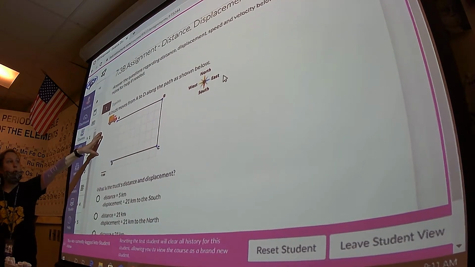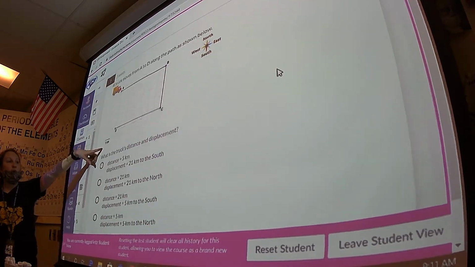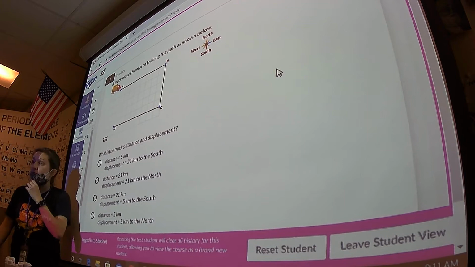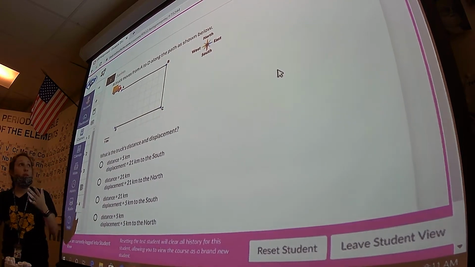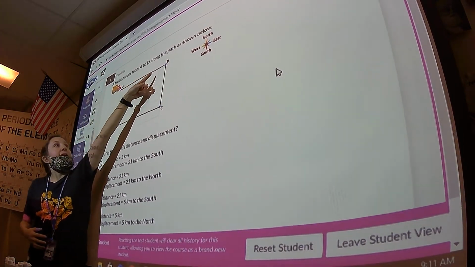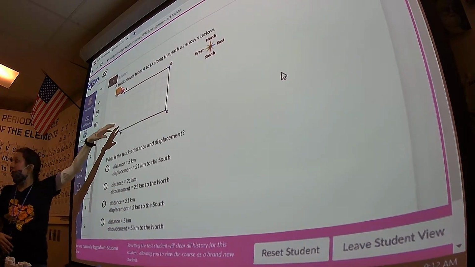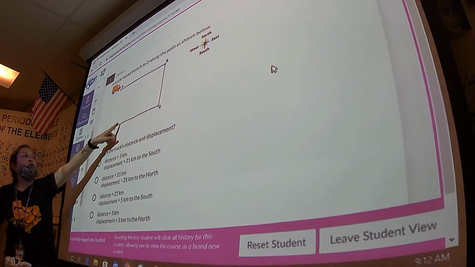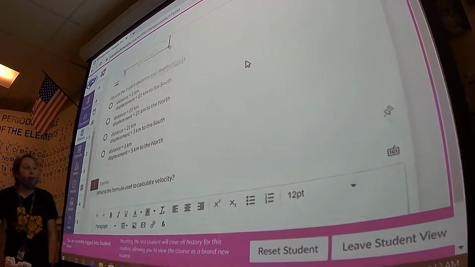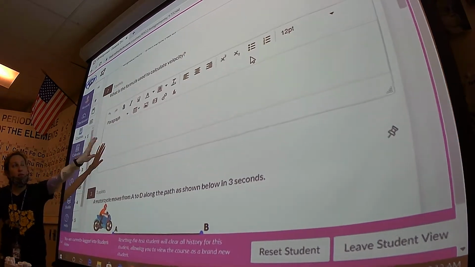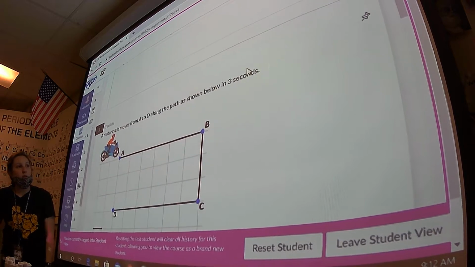Alright, so a truck moves from A to D along the path as shown. What's the truck's distance and displacement? So this one, it wants both of them. So you would add it up, that would be your distance. From A to D would be your displacement, start to end. Each box is 1. Let me find another one. That's asking for the formula for velocity.